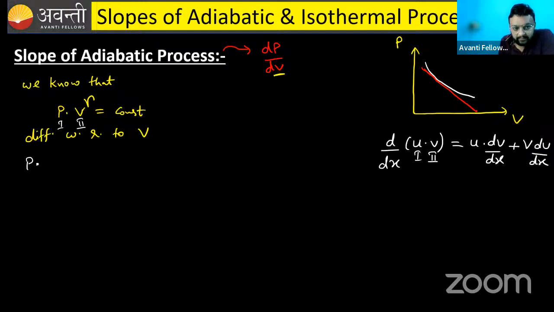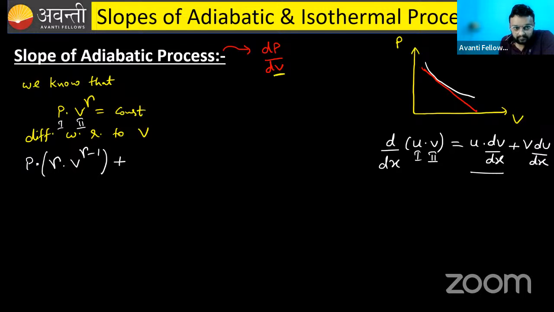our gamma, it will become gamma into V raised to the power gamma minus 1. What is differentiation of x to the power n? X raised to the power n, that is n x to the power n minus 1. Similarly, gamma V raised to power gamma minus 1. This is the first part, this one.